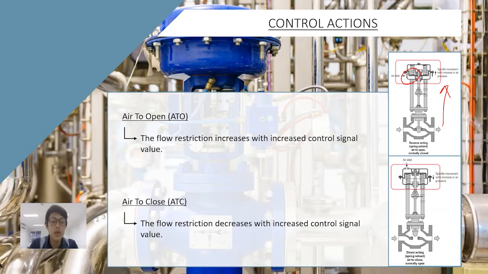Air to close. The flow restriction decreases with increased control signal value. On the other hand, at the ATC control valve, the air inlet position is above the diaphragm. So if we give a pneumatic input of 15 psi, the valve will close the fluid path and stop the flow.